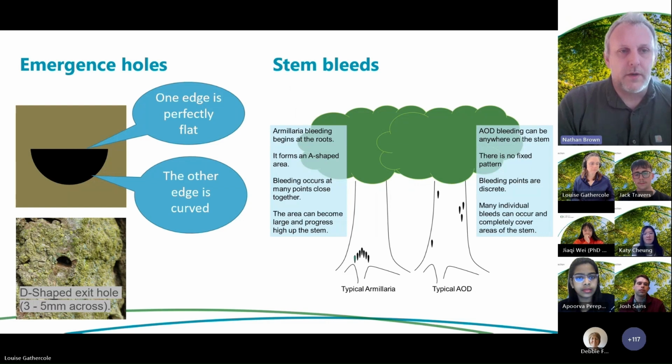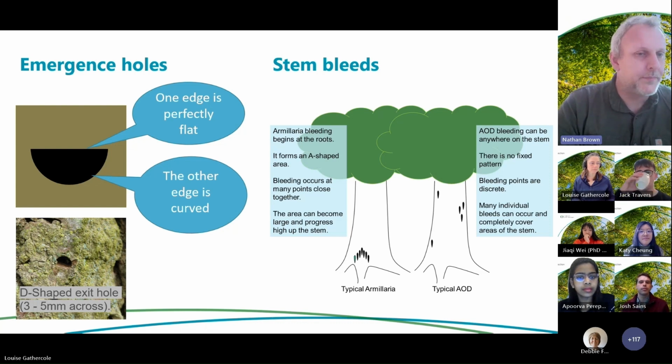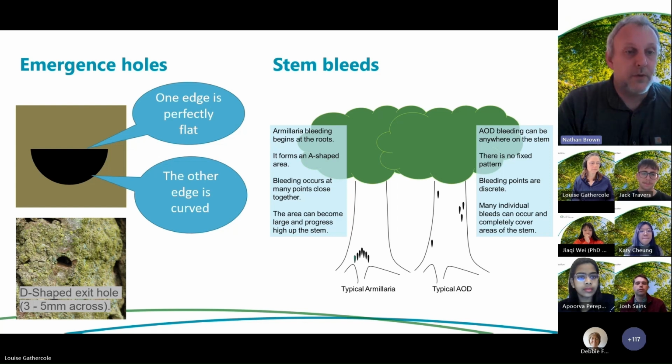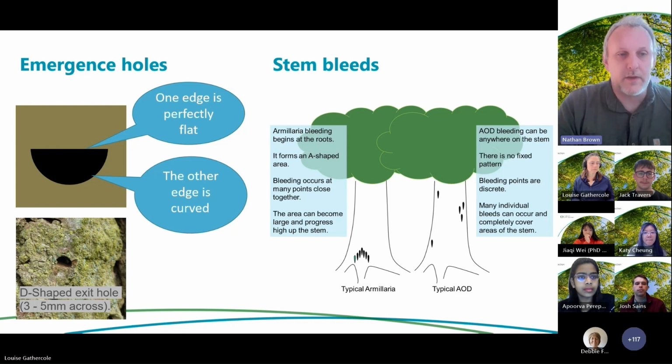So for anyone wanting to go out and look, there are some key things to distinguish AOD from other similar diseases. Firstly, with the emergence holes, they're pretty small, but they're really distinctively shaped. So one edge is perfectly flat. It can be in any orientation, but we'll always have this really sharp, clear edge like a capital D.